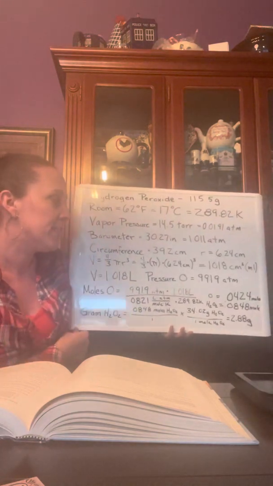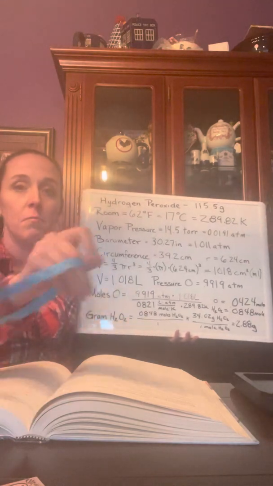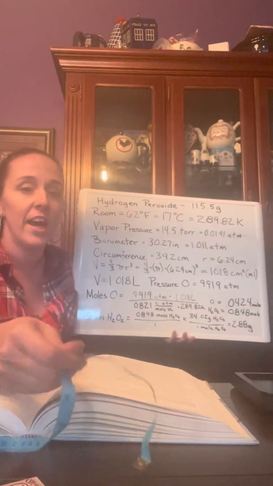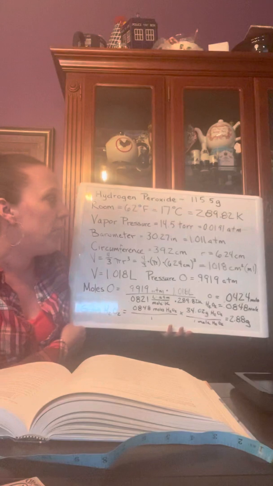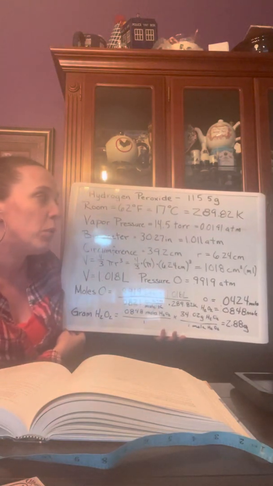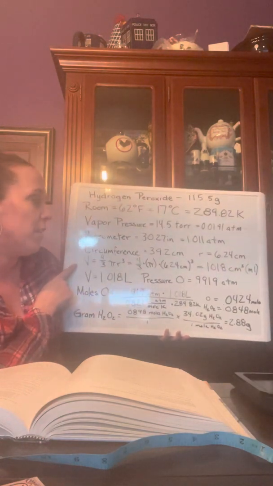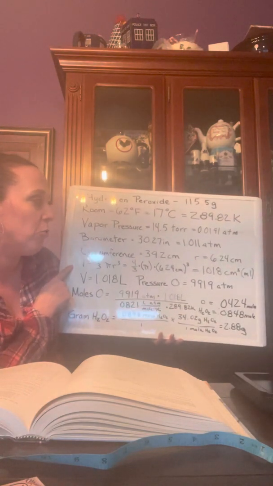Then I took the circumference of my balloon. The circumference of my balloon was 39.2 centimeters on my measuring tape, which is a very accurate way to do this. Then I did a conversion to the radius. The radius of the balloon was 6.24 centimeters. Then I calculated volume. This calculation I went ahead and wrote out for you.